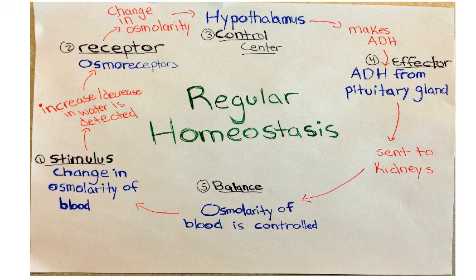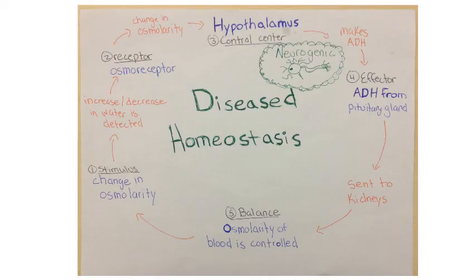In regular homeostasis, osmoreceptors detect a change in osmolarity of the blood. They then send a message to the hypothalamus, which produces ADH. This is then sent to the pituitary gland and moved to the kidneys, where it is used in processes stated before to maintain balance and osmolarity of the blood.